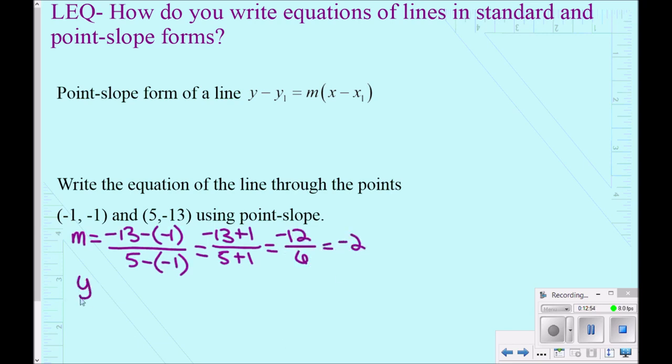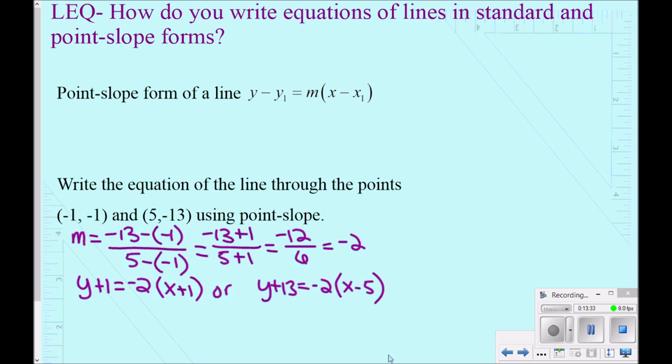So y minus y1, I'm just going to use the point here on the left. So y minus -1 is y plus 1, equals -2, my slope, times the quantity x minus -1, so plus 1. That is the equation in point slope form. Now again, that was using the point on the left. If I use the point on the right, y minus -13, so plus 13, equals -2, my slope, times the quantity x minus 5. That would be the other equation in point slope form.